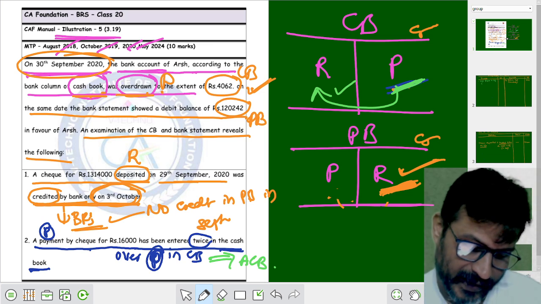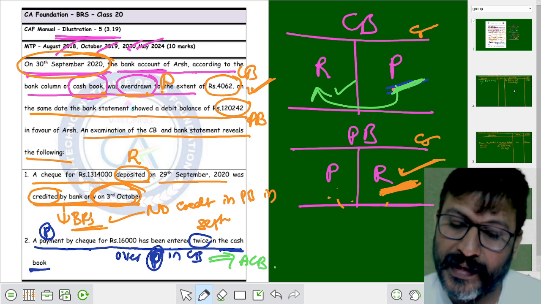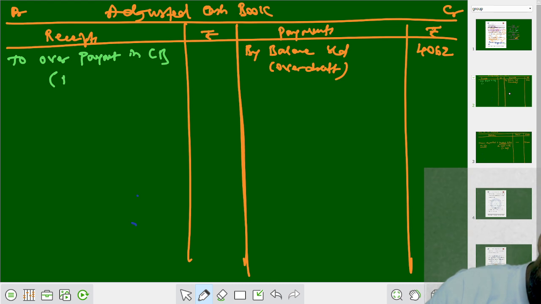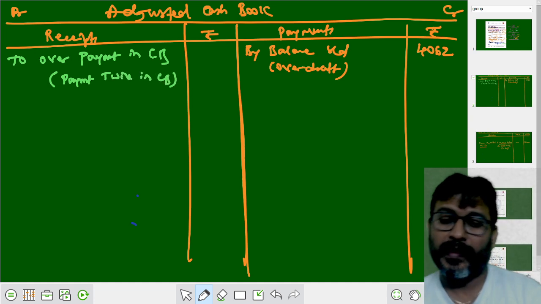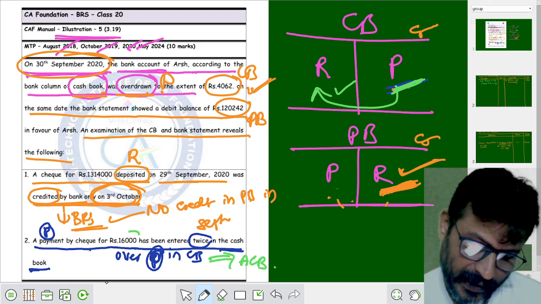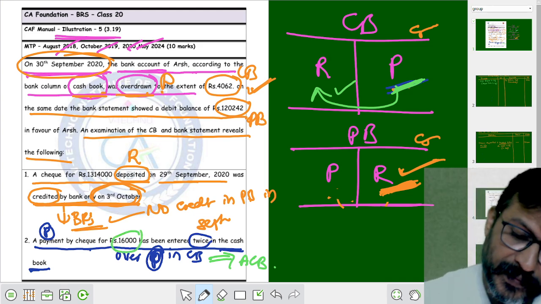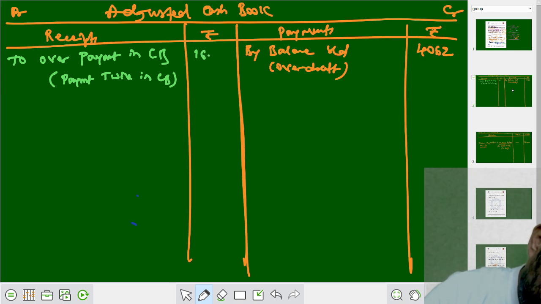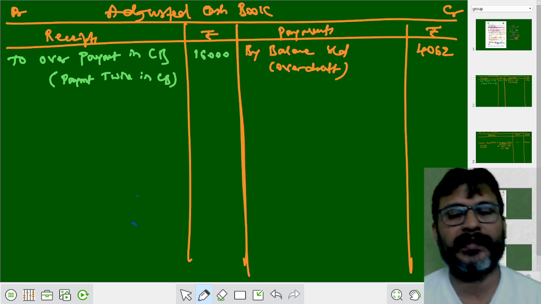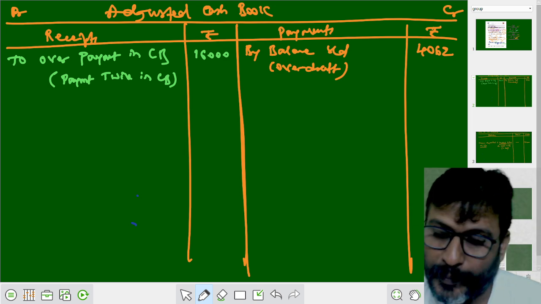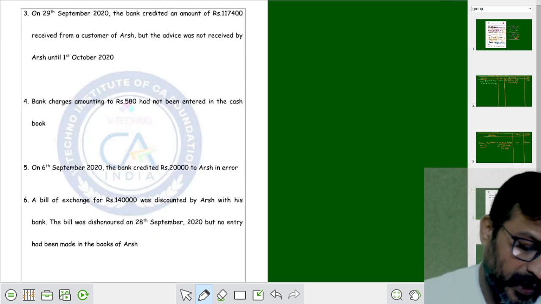What is the sentence? Payment entered twice in CB. That is overpayment in CB. How much amount is it? It is an amount of rupees 16,000. Fine. Let us take 16,000 on the debit side. I hope you people are understanding, right? Let us move on to the third one.